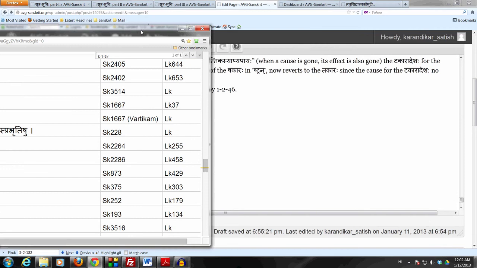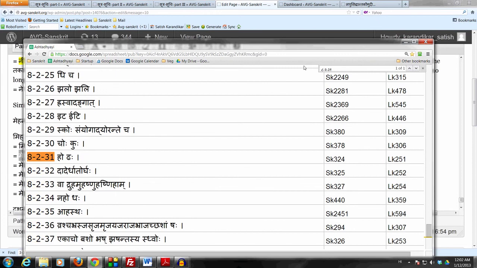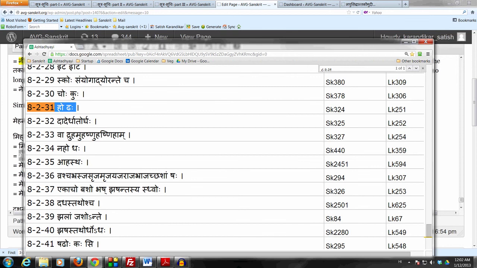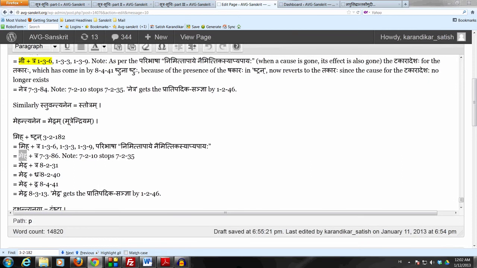Now what happens is that the takara of the affix tra takes a dhakara adesha by jashas tathor dhodha. So we do have a jash letter, which is the dhakara preceding this takara of tra, so that takara of the affix tra takes the dhakara adesha and we get medh dhra by applying 8 2 40, jashas tathor dhodha.